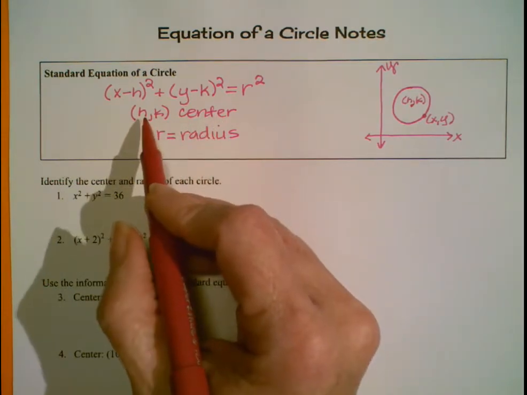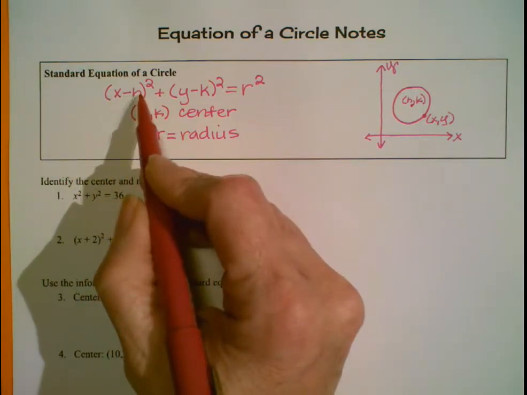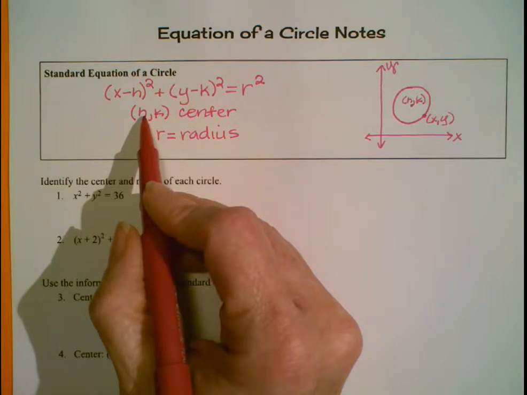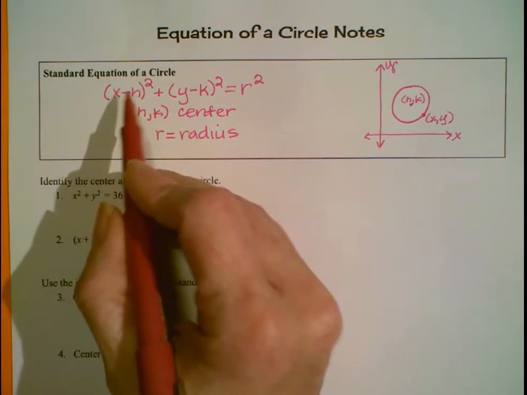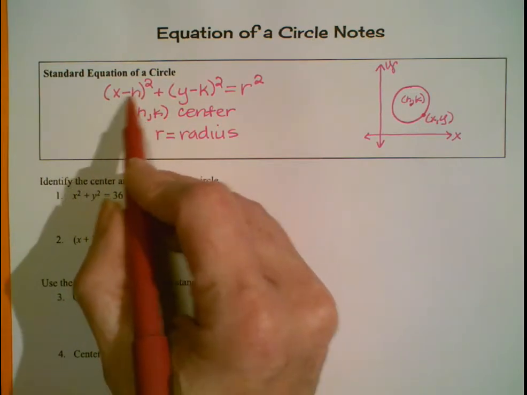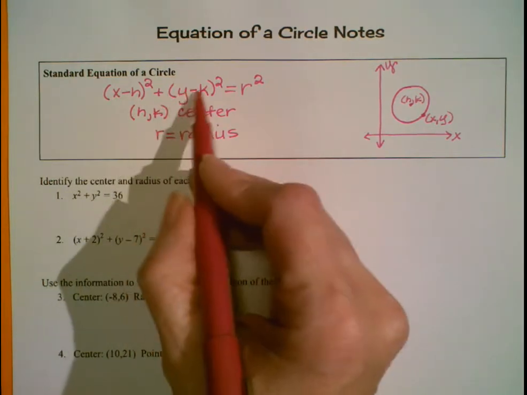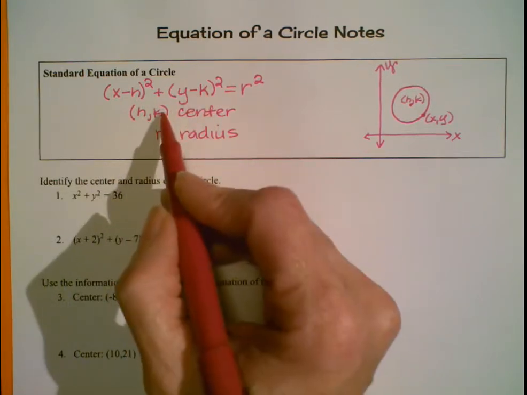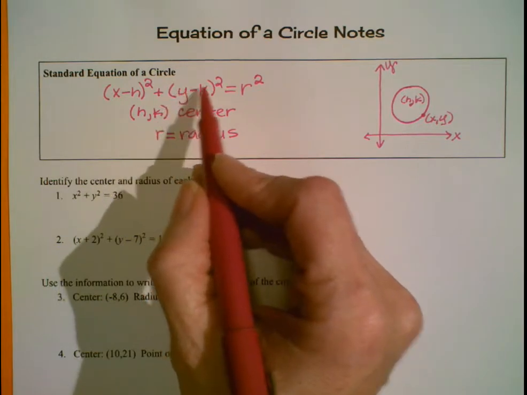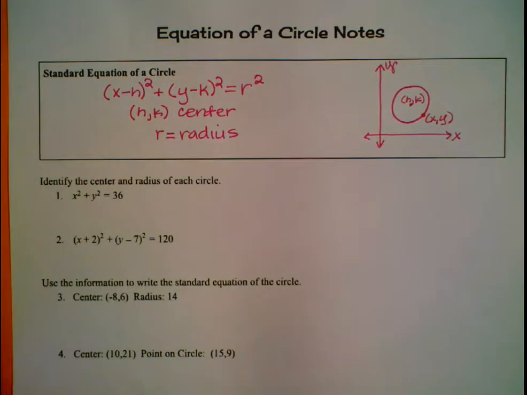Now we have to be cautious. If h is a positive number, then this becomes x minus whatever that number is. If h is a negative number, then x minus a negative is going to look like x plus some number. So negatives make this become a plus. Same thing here. If k is a positive, then y minus whatever that positive number is. Whereas if k is a negative, such as, let's say k is negative 8, then this is y minus negative 8. So y minus negative is going to make that a y plus 8. So we'll have to kind of be cautious of that when working with negatives.